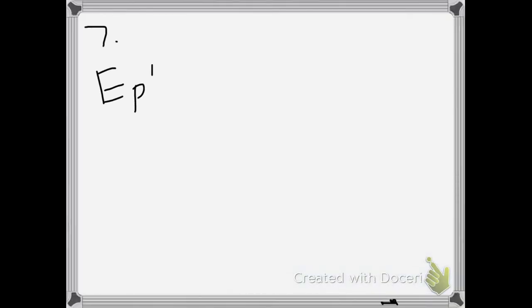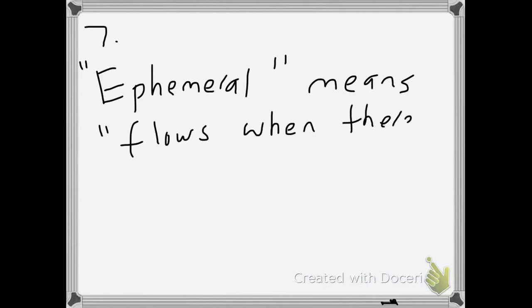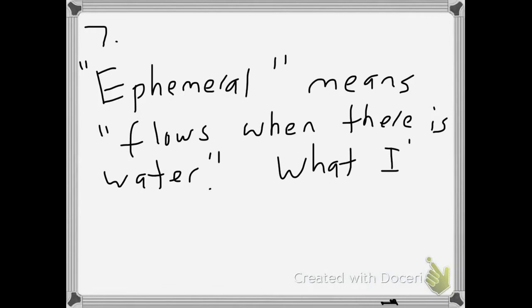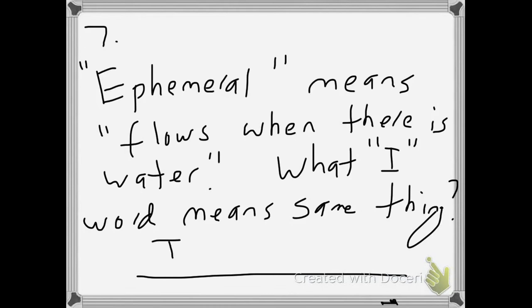Okay, question number 7. In this one, I'm introducing a brand new term to you, which is called ephemeral. Now, ephemeral means that a stream will flow when there is water available. Okay, so that's what ephemeral means. Now you learned this in a different way because you learned a fancy I word that means the exact same thing as ephemeral. Can you think of that I word? Okay, a stream is intermittent if it only flows when there is water available, i.e. such as a flash flood.